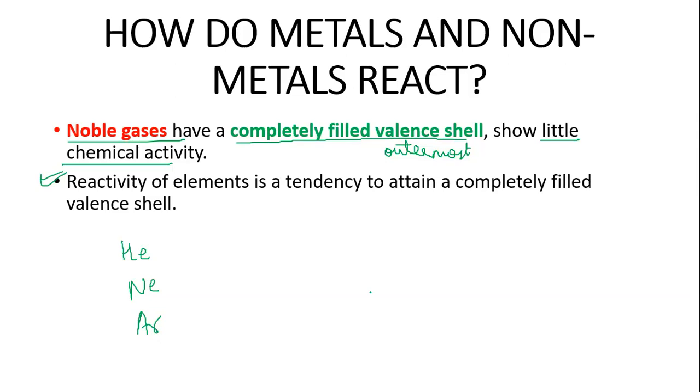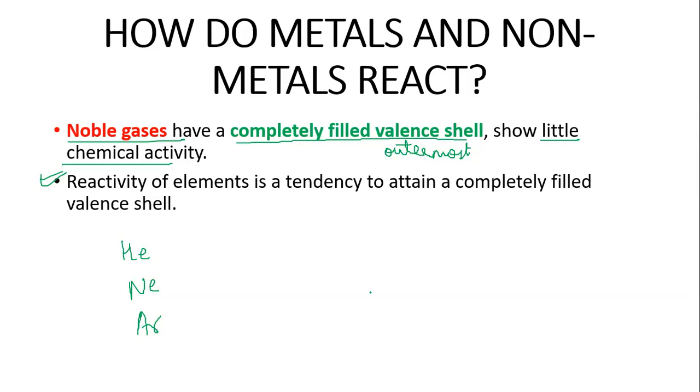Have you understood the cause of chemical combination? Why do atoms combine with one another? Yes, ma'am. To make them stable. Yes, to make them stable, and stability means that their outermost shell should be completely filled, just like noble gases.